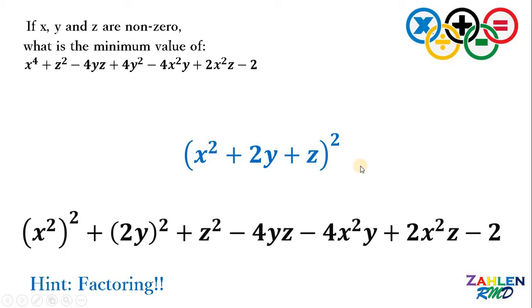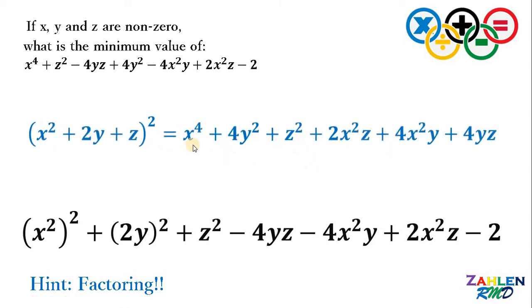Now, let's expand this expression. We have x squared plus 2y plus z quantity squared. If we do that, we get x to the fourth power plus 4y squared plus z squared plus 2x squared z plus 4x squared y plus 4yz. Now, take note that this x to the fourth power is the same thing as x squared raised to 2. This 4y squared is the same thing as 2y raised to 2. And this c squared, of course, is the same thing as z squared.